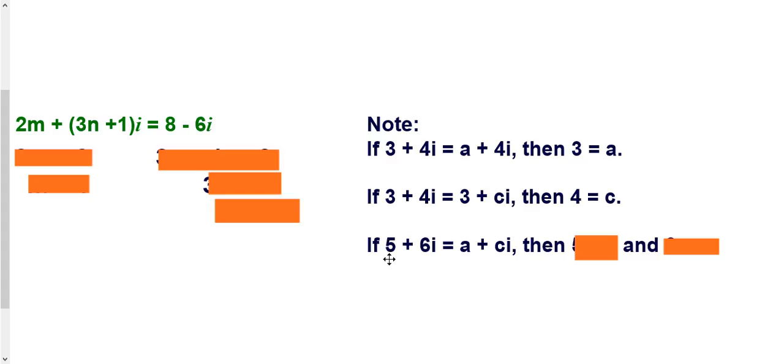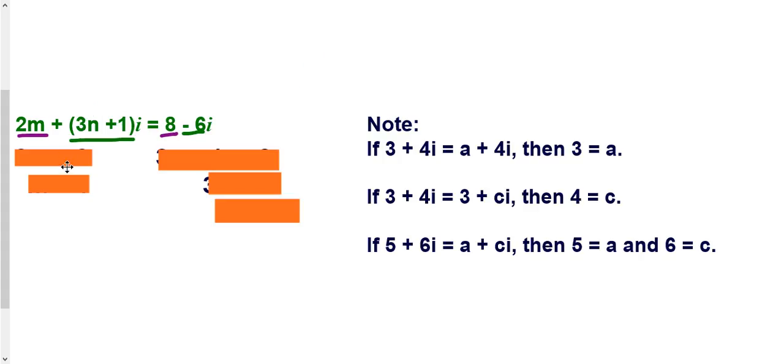Down below here, if I said 5 plus 6i is equal to a plus ci, well, the two parts that don't have i's have to be the same, and the two parts that are in front of the i's would have to be the same. Similarly over here, we're going to take a look at this, and we're going to have to say, well, the parts that don't have i's have to be the same, and the parts that are in front of the i's have to be the same.